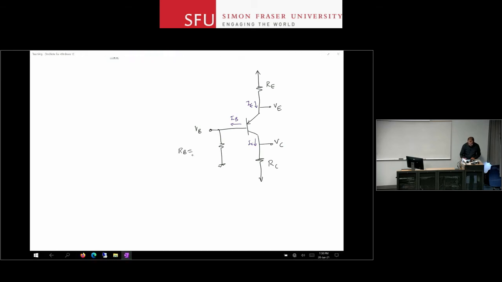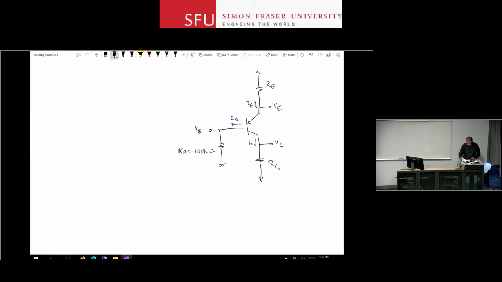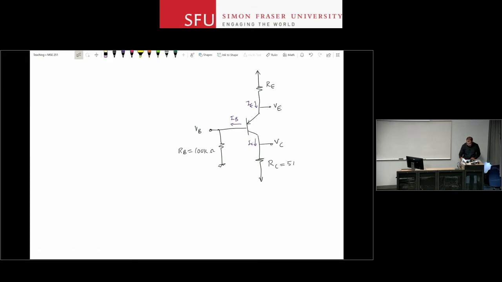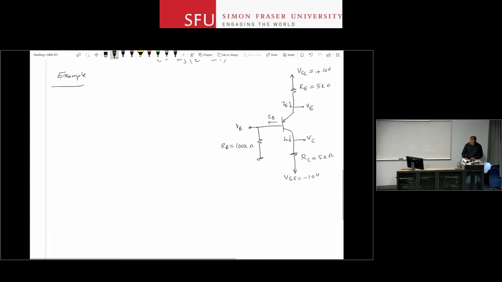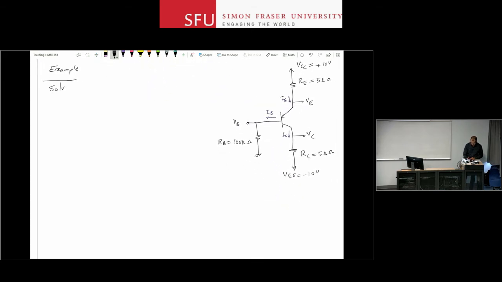So RB in this case is 100 kilo ohms. RC is 5 kilo ohms. RE is 5 kilo ohms. VCC here is plus 10 volts, and VEE down here is minus 10 volts. Okay? So the question is, solve the circuit. What are the assumptions? VEB on, when the diode is on, is 0.7 volts. Assume VB, we measured it, is 1 volt.